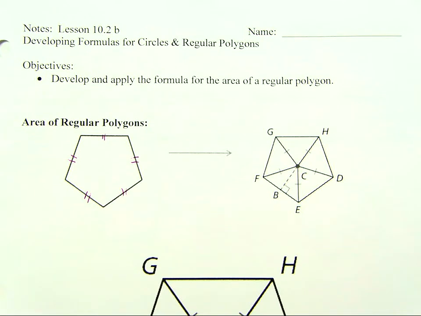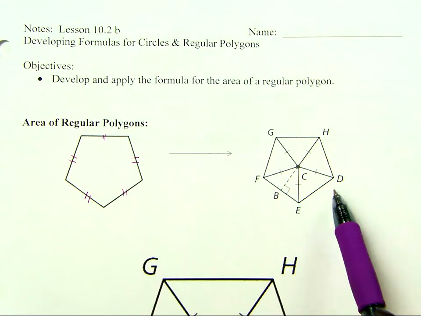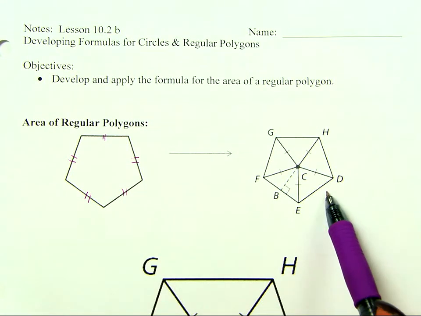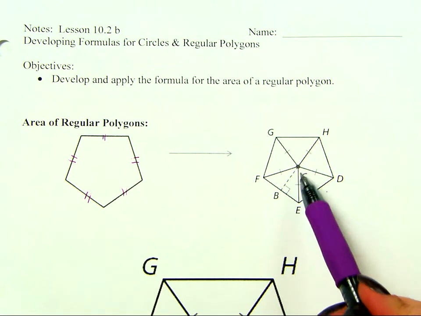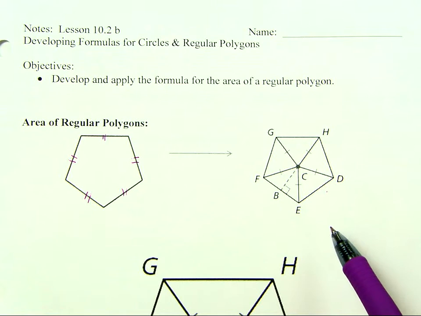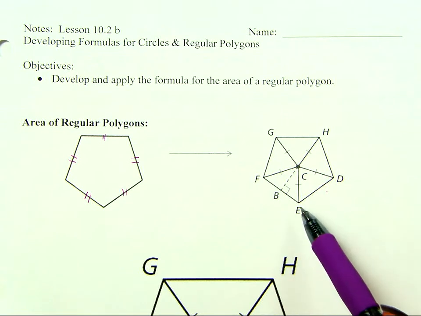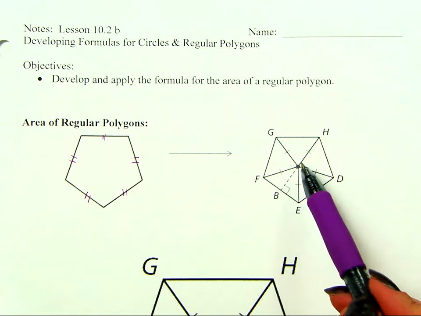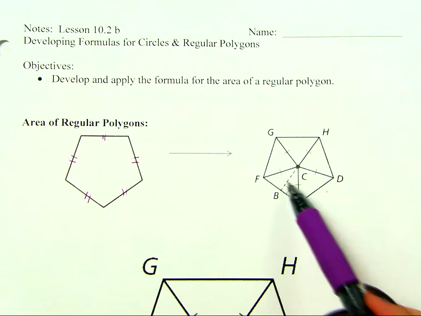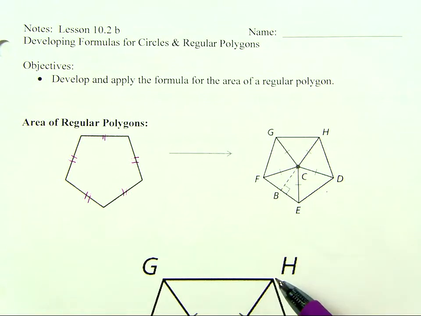Well, we're going to think about taking our polygon and splitting it into triangles. As you can see from the center, we have split this into 5 triangles because it is a pentagon. And these triangles are all going to be isosceles. Not only are these triangles isosceles, they are all congruent to each other.